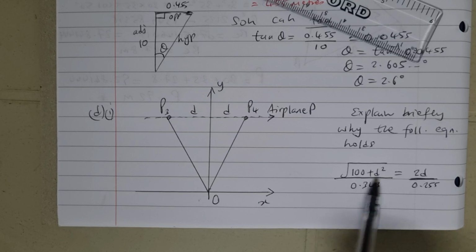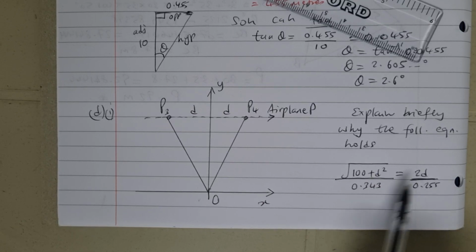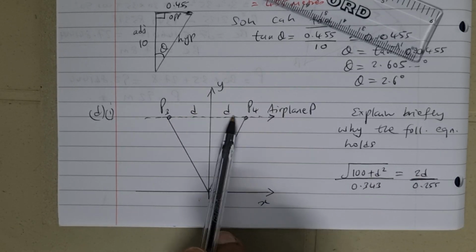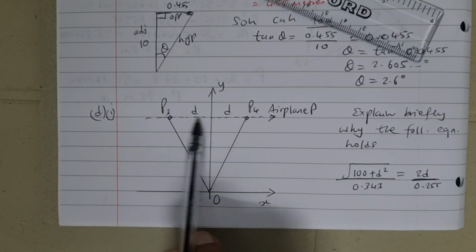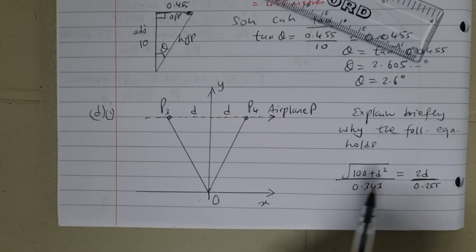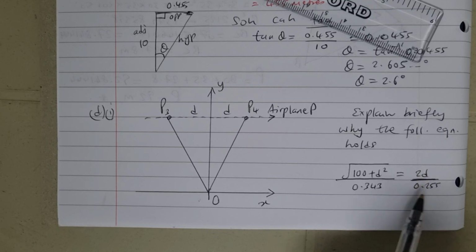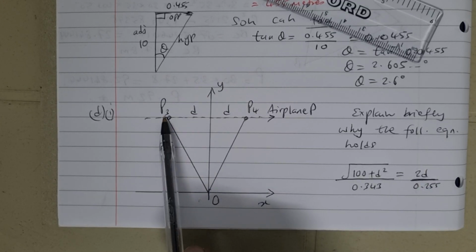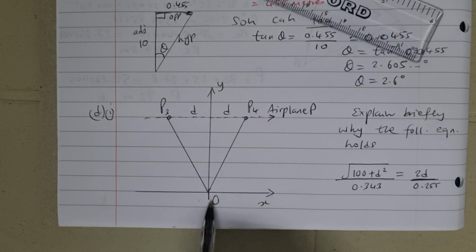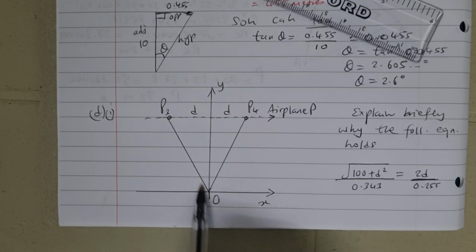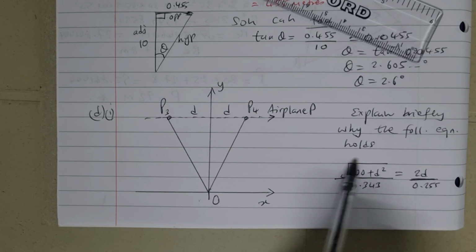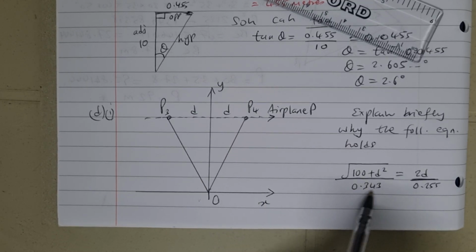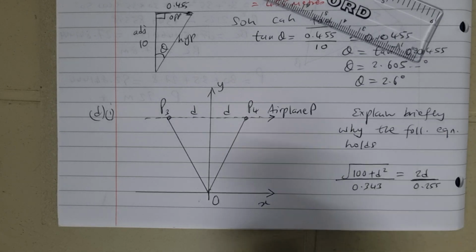That is the square root of 100 plus d squared over this, and 2d over this. Now if we look at d and d here, this is the distance of the airplane. So the distance divided by the speed, and the speed of the airplane was 0.255 kilometers per second. This is the time, and the time it takes for the sound to travel from P3 to O is going to be some distance, which is the square root of 100 plus d squared, divided by this. So this is how we can explain it.